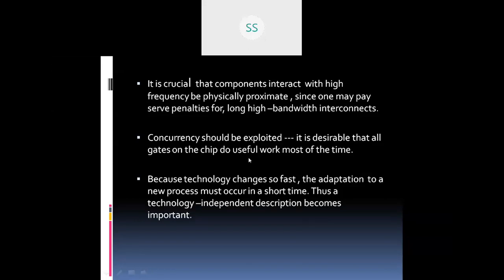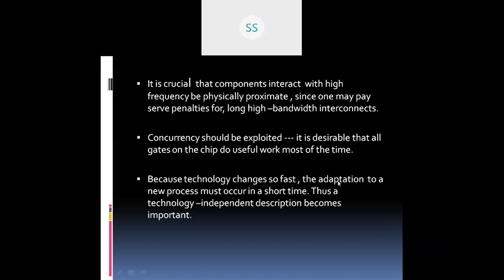Then there is one more point: concurrency should be exploited. That means it is desirable that all gates on the chip do useful work most of the time. So you will have to choose such that all the gates participate and all the sub functions are active.